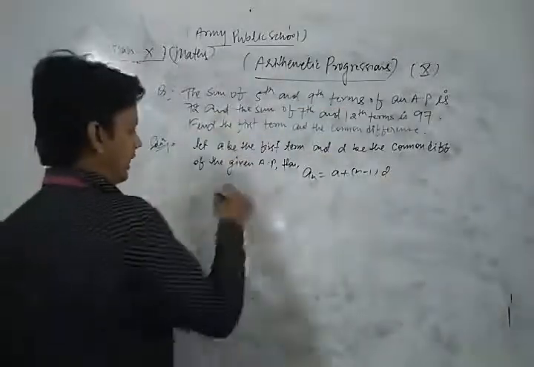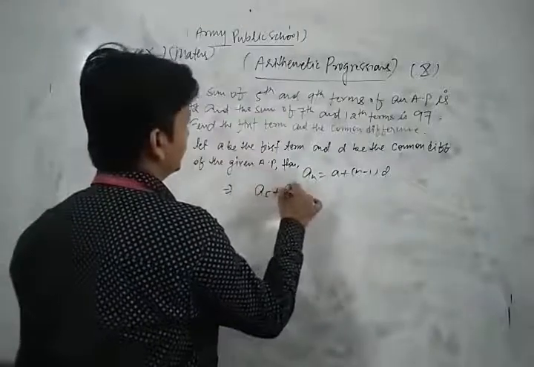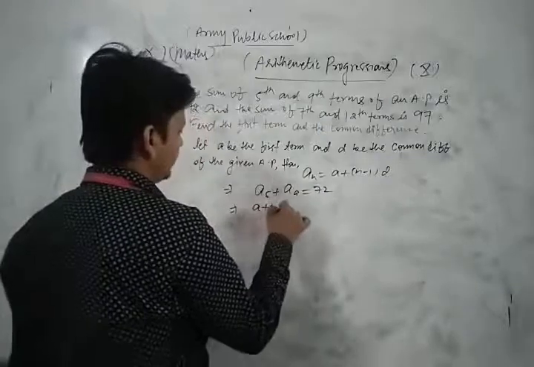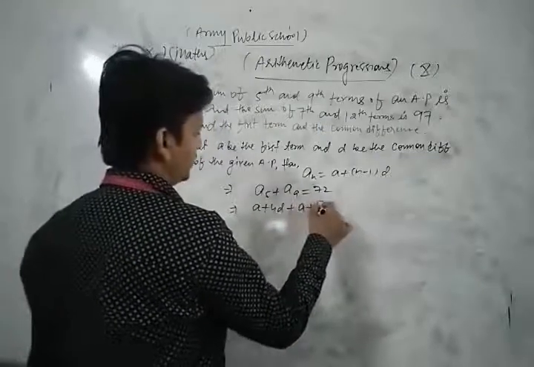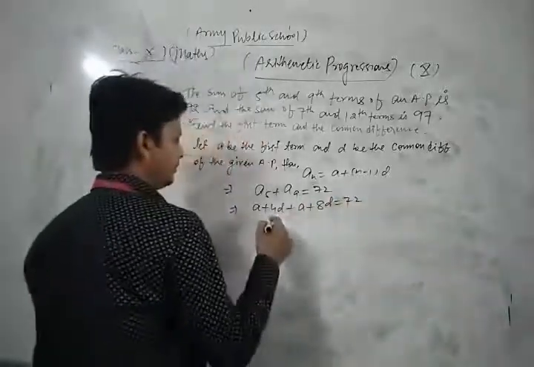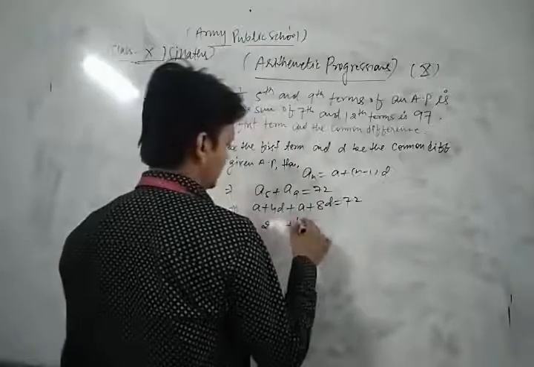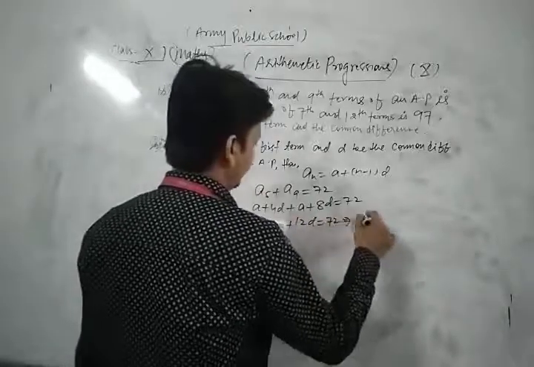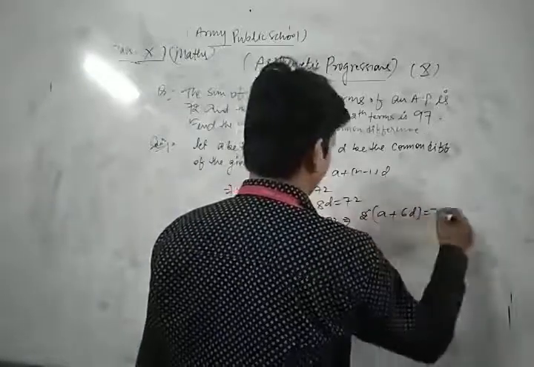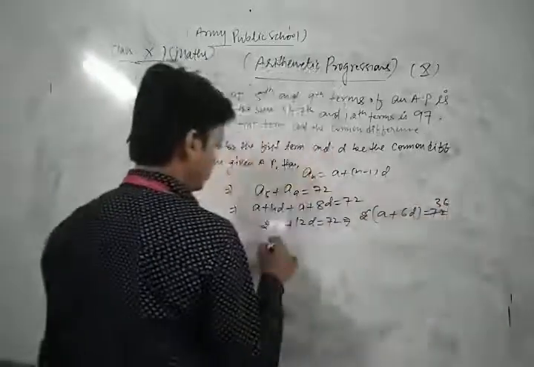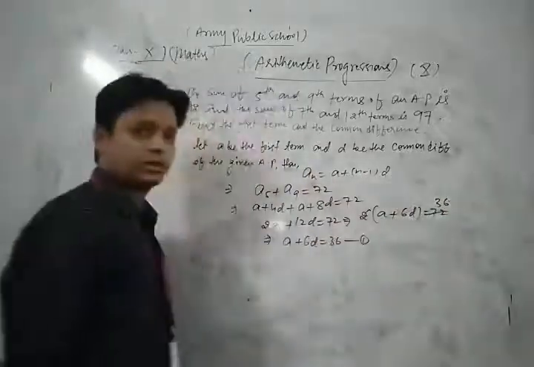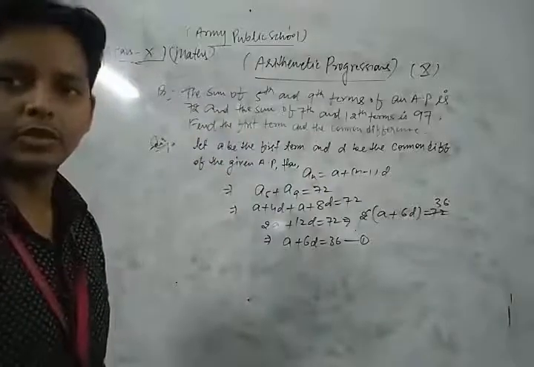Sum of the fifth term and ninth term, that is A5 plus A9, is equal to 72. So A5 is A plus 4D, and A9 is A plus (9 minus 1) into D, according to that formula. Simplifying, we get 2A plus 12D is equal to 72. Now we take 2 as common, so A plus 6D is equal to 36. Take this as equation number 1.